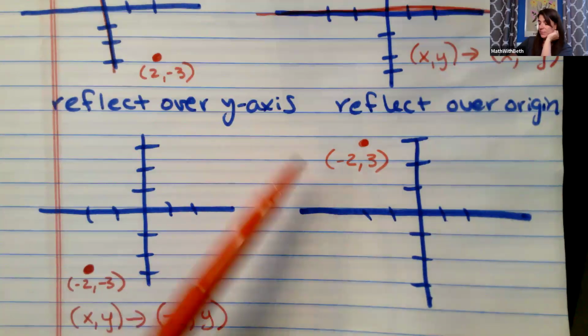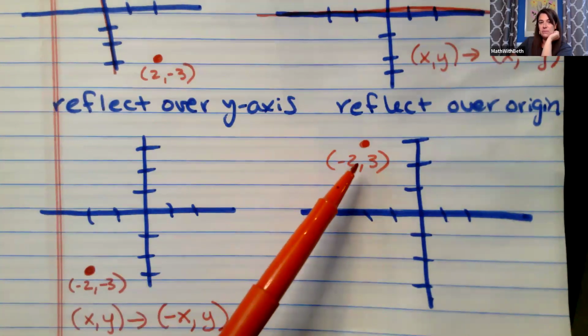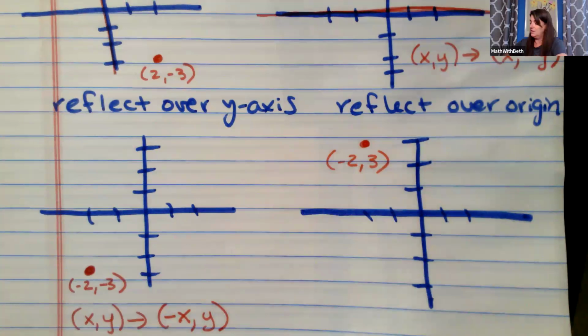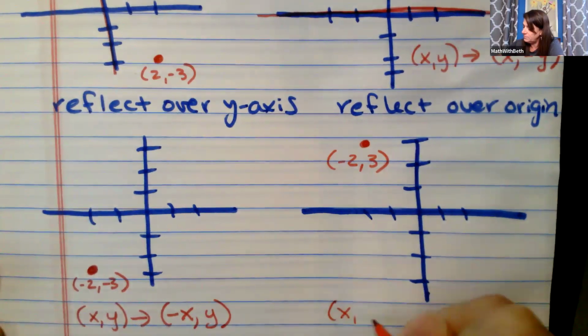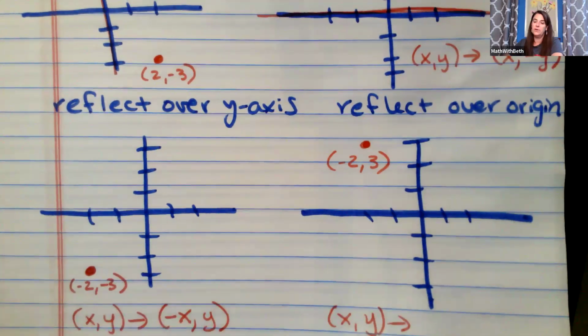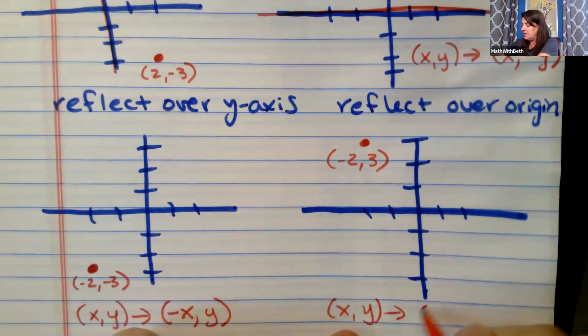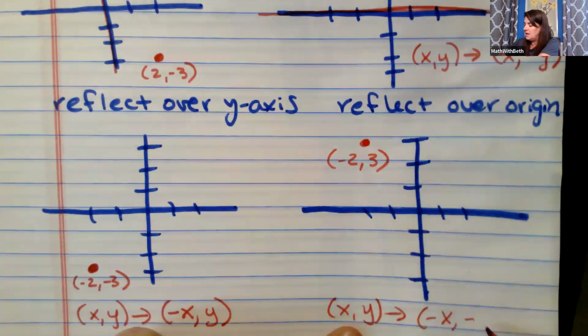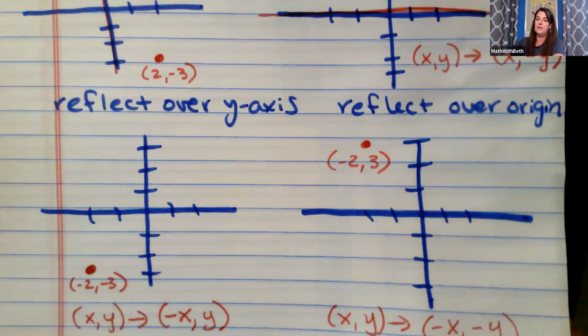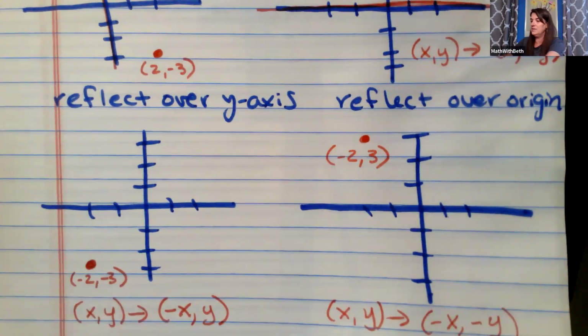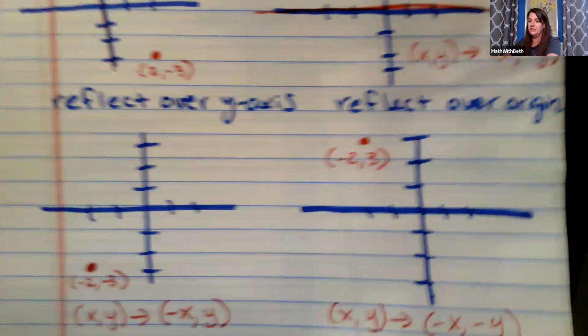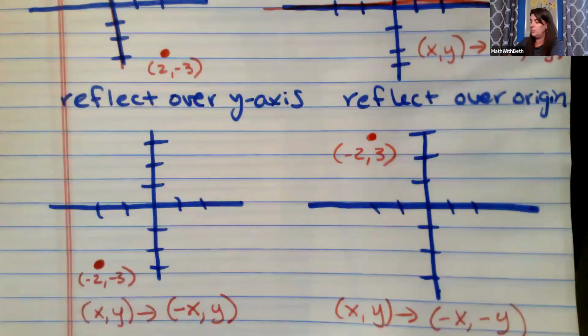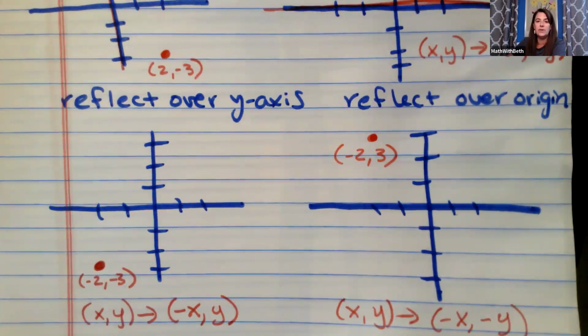So what changed from the beginning to flip it over the origin? Both. So if I wanted to write a rule, the rule would be that your point should change signs for the x and the y. Again, remember, this does not mean your answer is always going to have two negatives. It just means they're both going to be the opposite of what they used to be.